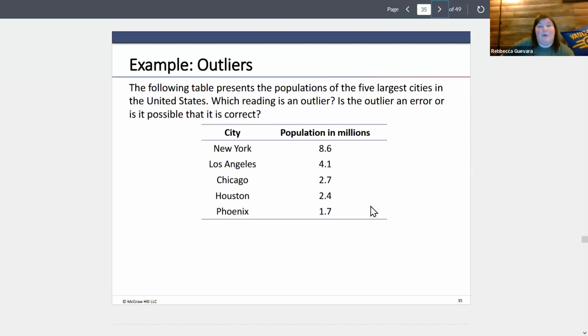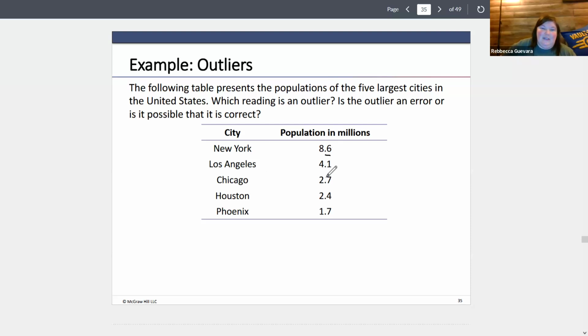So this is another one. The following represents the population of the 5 largest cities in the United States. Which reading is an outlier, and is the outlier an error, or is it possible that it is correct? San Antonio is not going to be in here because I think it's 9th largest in the U.S. But we see we have Phoenix here with 1.7 million people, and then Houston with 2.4, Chicago with 2.7, Los Angeles with 4.1, and all of a sudden New York is 8.6.